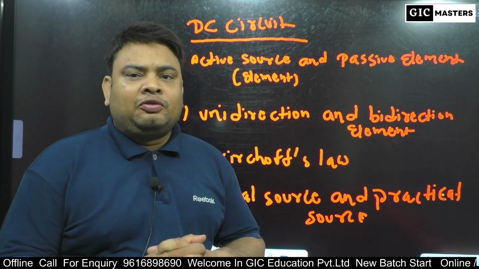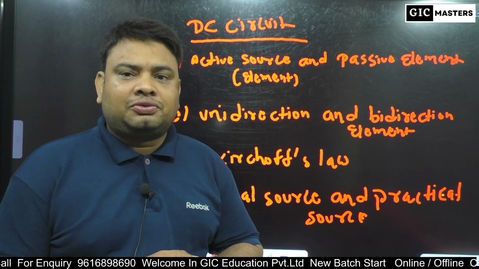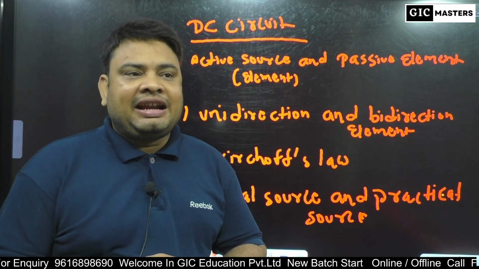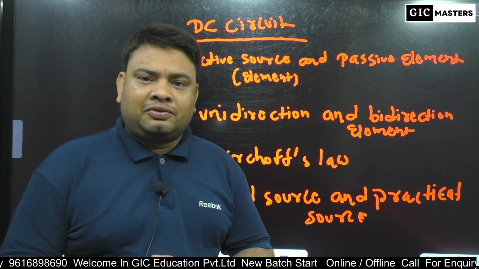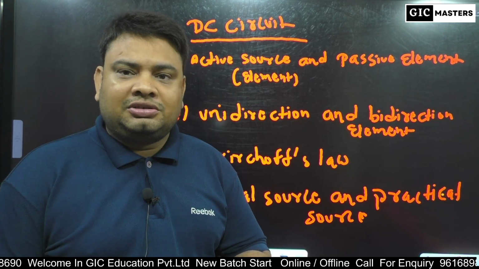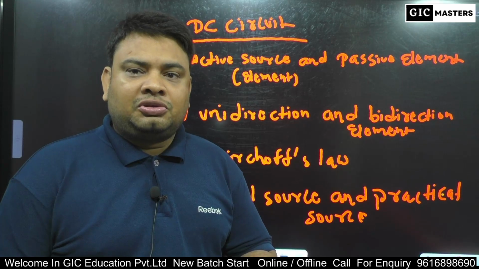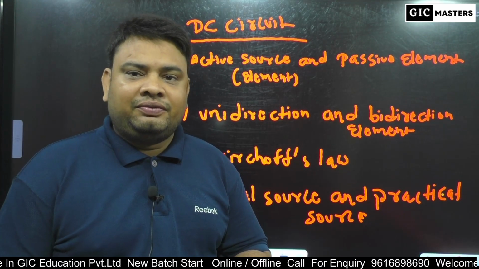So what do you mean by active source? The active source is a source of element that delivers energy. There are two types of source. One is current source and another is voltage source. The source that delivers the energy is called active source.